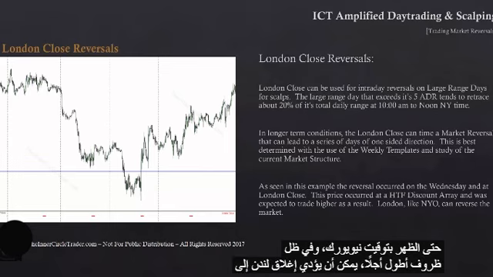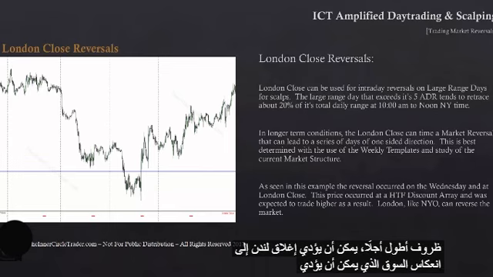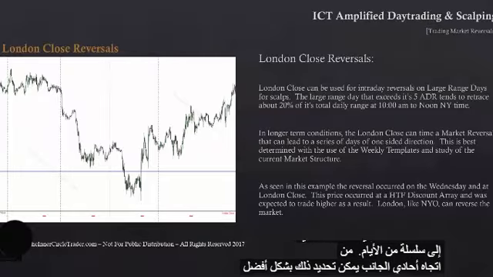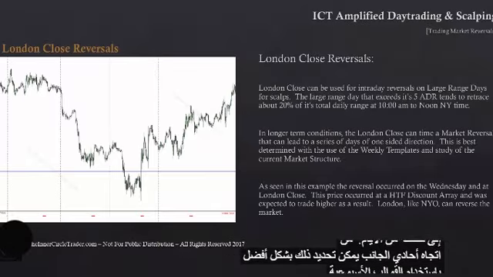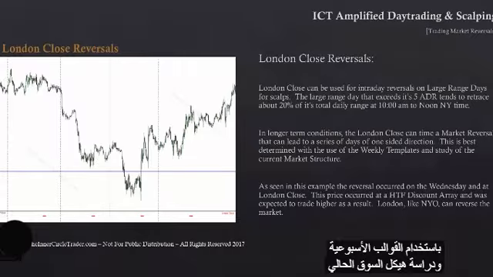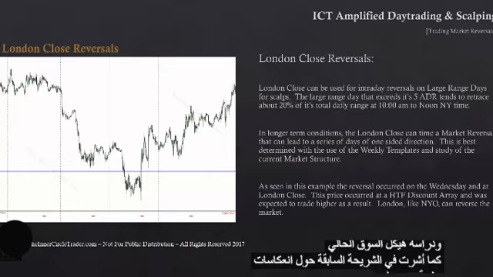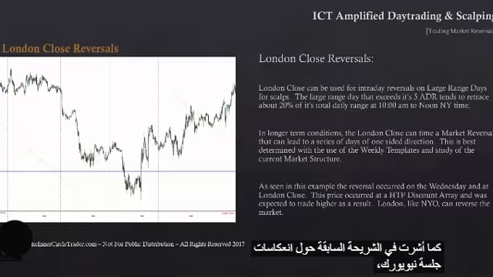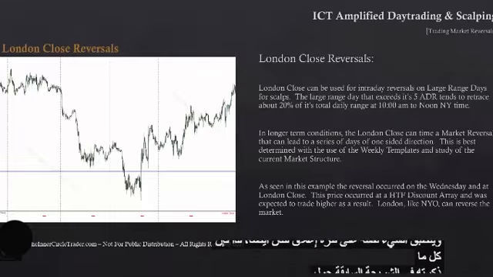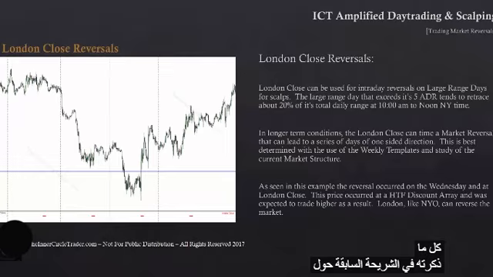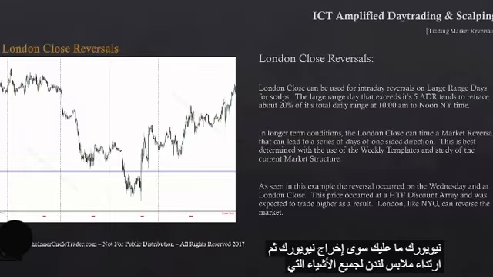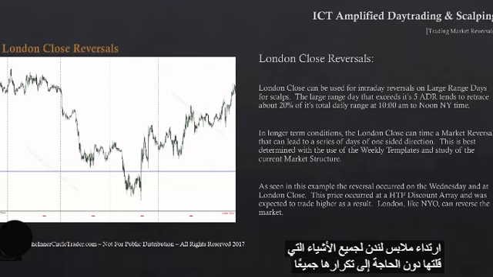In longer term conditions, the London close can time a market reversal that can lead to a series of days of one-sided direction. This is best determined with the use of the weekly templates and study of the current market structure. As I indicated in the previous slide about the New York session reversals, the same thing applies to the London close time period as well. So everything that I mentioned in the previous slide about New York, just take New York out and put in London close for all the things I said without having to repeat it all.